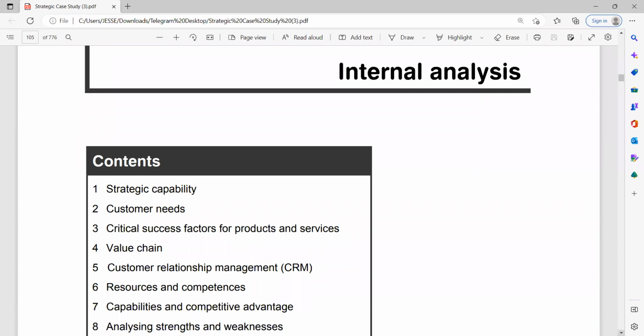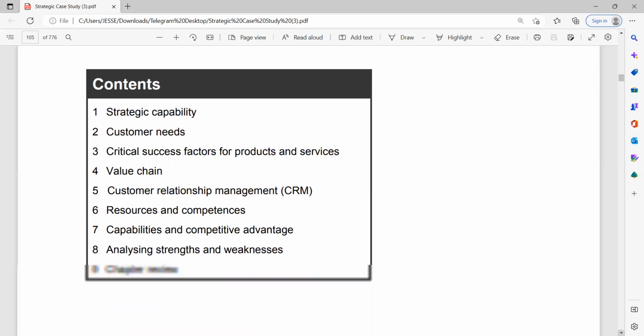strategic capability, customer needs. We'll be talking about critical success factors. What are critical success factors? And then we'll delve into the value chain, customer relationship management, resources and competencies, competitive advantage or capabilities. And then we would assess strengths and weaknesses. So we are looking at the internal environment. We are analyzing the internal environment. So this is what we'll be discussing today.